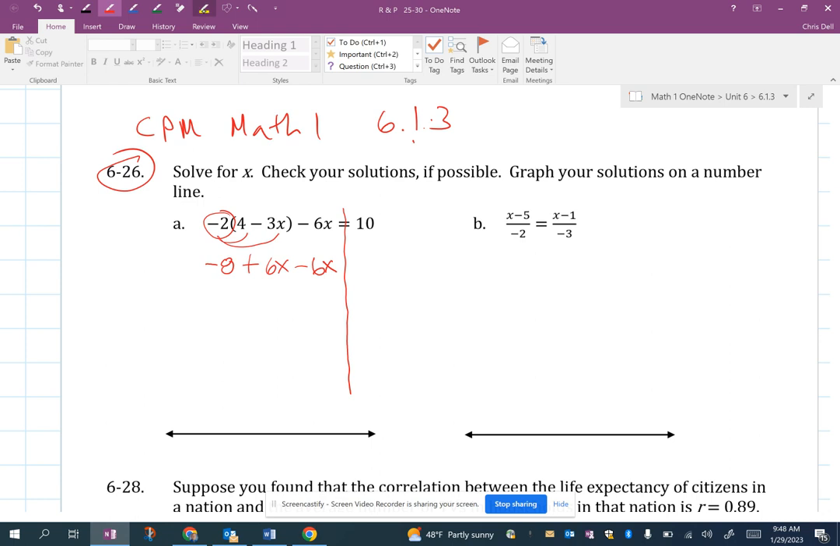Now, if I keep cleaning this up, what do you notice is going to happen? I have a positive 6x and a minus 6x. Sure enough, they cancel. Those become 0. So all I'm left with is just this -8 on one side. When you're solving for a variable and the variable expressions cancel each other out, you have one of two situations: x is all possible numbers, x can be anything, or there is no solution.